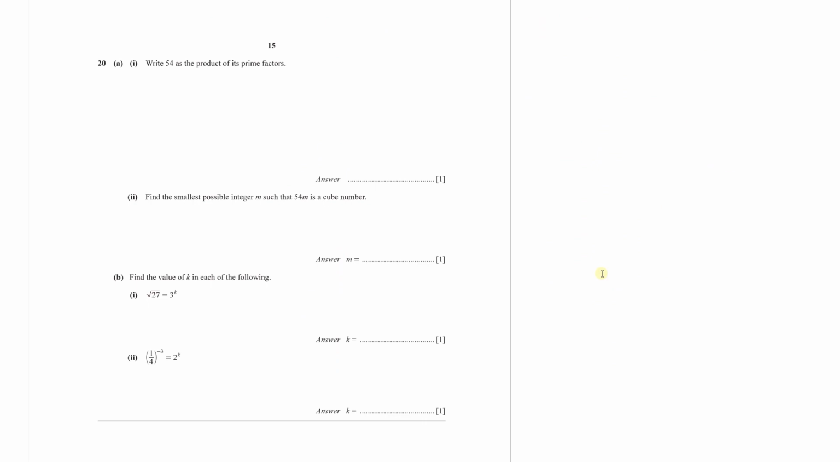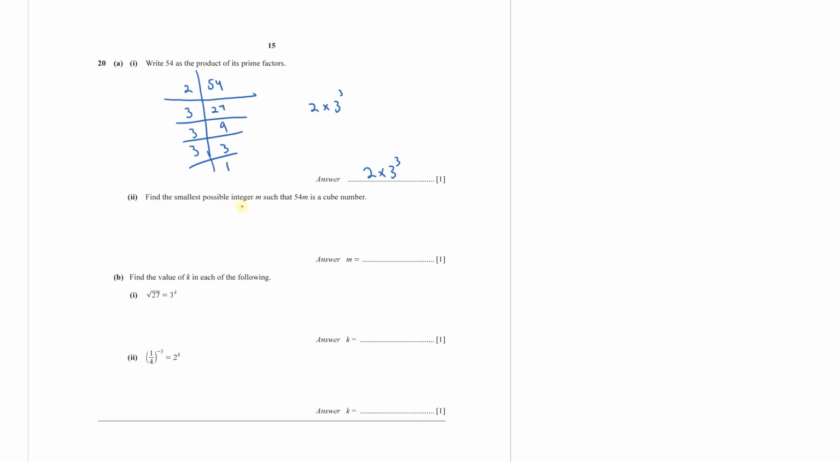So question number 20 is: write 54 as the product of its prime factors. So let's find the prime factors of 54. This is even, so it's divisible by 2. 2 times 27 is 54. 27 is divisible by 3, so 3 times 9, and then again by 3, 3 times 3, and then again by 3 until we get 1. So this can be written as 2 into 3 to the power 3, so 3 power 3.